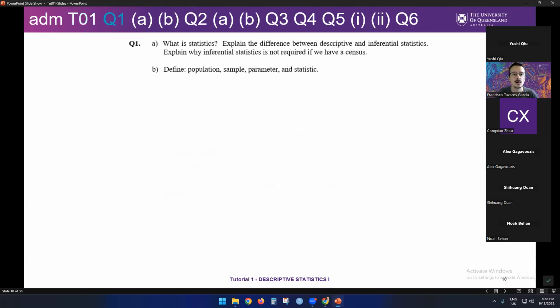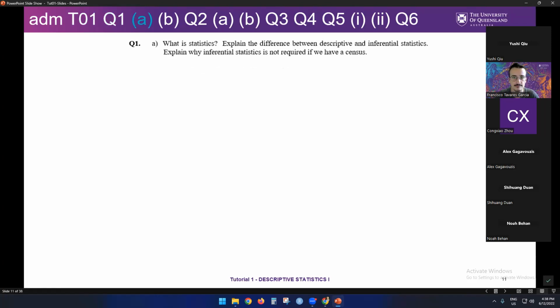Question 1. What is statistics? Explain the difference between descriptive statistics and inferential statistics. And then explain why inferential statistics is not required if we have a census. We have some time to solve it.